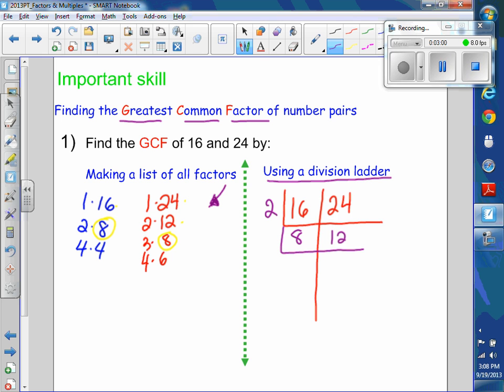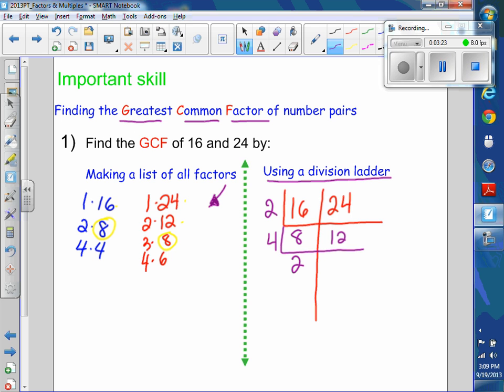8 and 12. Besides 2 again. You can pick 2. You can pick anything common to both. I'm going to pick 4. You can pick 4. So Connor, what's 8 divided by 4? 2. And 12 divided by 4?